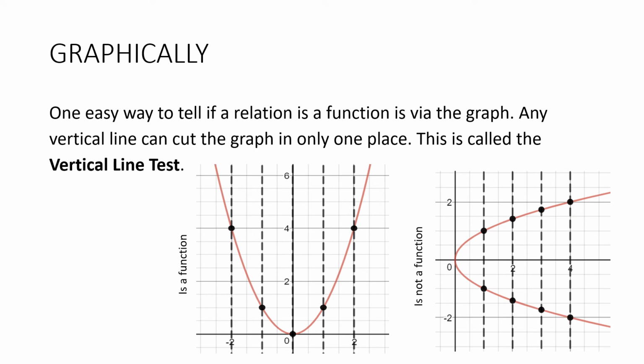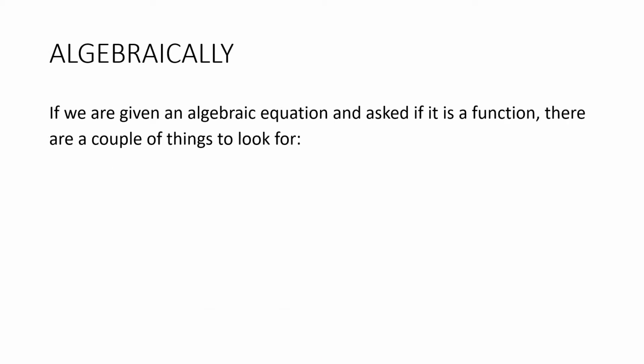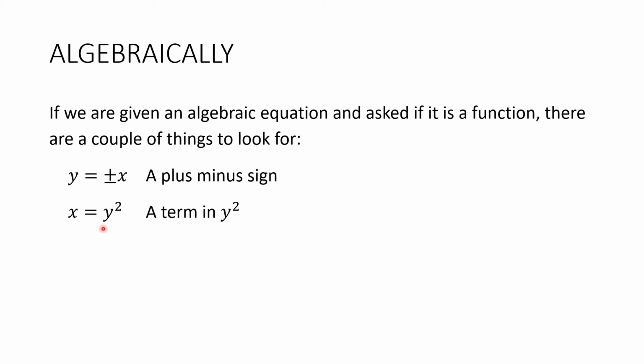Now finally, if we're given an algebraic equation and asked if it's a function, we could graph it, but if you don't want to graph it, there are a couple of things to look for. Firstly, a plus minus sign is a dead giveaway. Look at this, if I put 2 in here, an input of 2 gives me 2 answers, plus or minus 2. Not a function. A term in y squared, because when I do the square root of both sides, I get plus minus, so we're back to this rule. Or no term in y, like this. This is a vertical line through x equals 9. So it breaks the rule all over the place. It has an infinite number of outputs for one input.